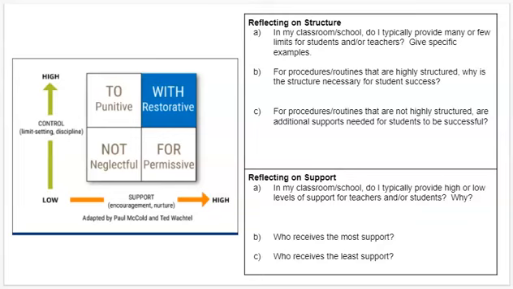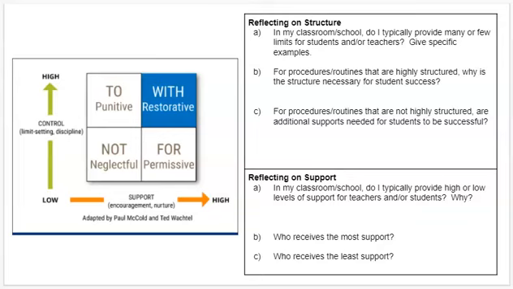If you're the type that brings in your procedures, they're already there for them, think about whether that structure is necessary for student success. And why? Why do you feel that way? Why do you believe that? So take a few minutes, write those down, and just put this on pause.